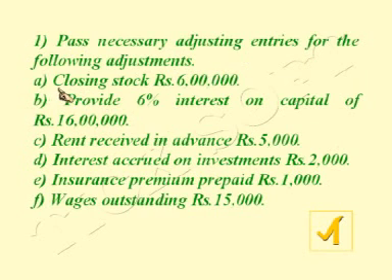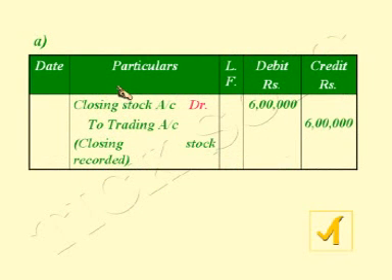The first adjustment is closing stock Rs 6 lakh. What is the journal entry for this? Closing stock account debit 6 lakhs to trading account 6 lakhs. So from the business point of view, closing stock is the income as well as an asset. So we have to show it on the trading account credit side and the balance sheet asset side.